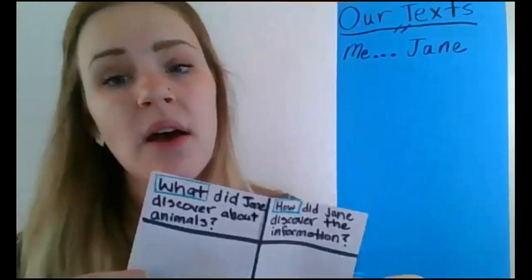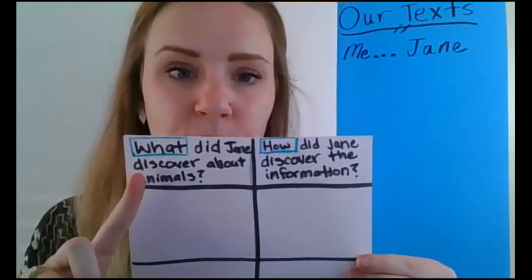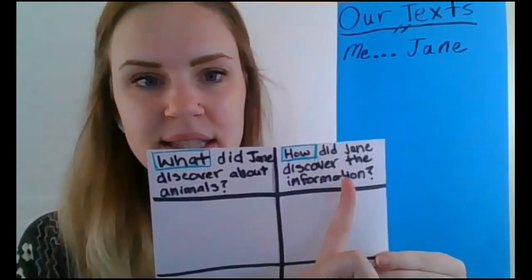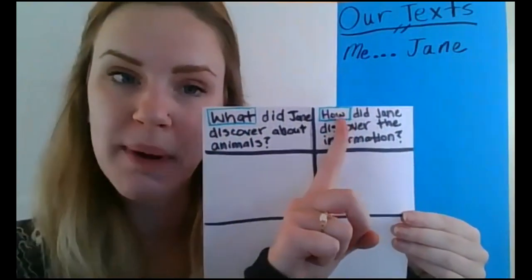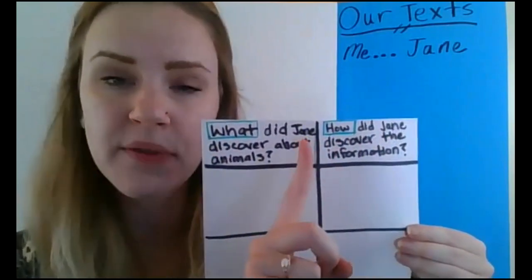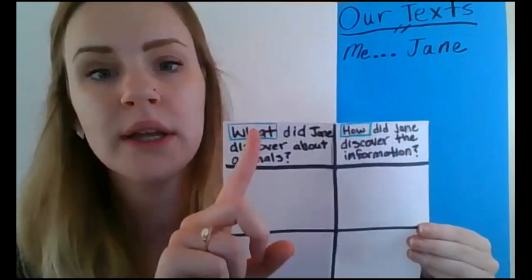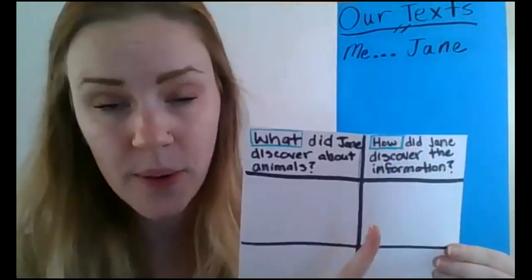Friends, if you were watching me, Jane, and paused your video, welcome back, because we're about to get started talking about each of the 2 headings of our chart. We have, what did Jane discover about animals, and how did Jane discover the information? Notice I put a blue box around my favorite words. The words what and how. Repeat those words on 2. The words what, 1, 2, and the word how, 1, 2.